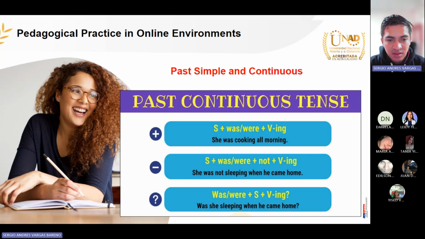In the negative, the same idea as in the present continuous. You put not between the to be verb and the action verb. In this case, she was not sleeping when he came, or she wasn't sleeping when he came, right? And for the question, the same idea. We change the to be verb with the subject, the position. And that's it. Was she sleeping when he came home?